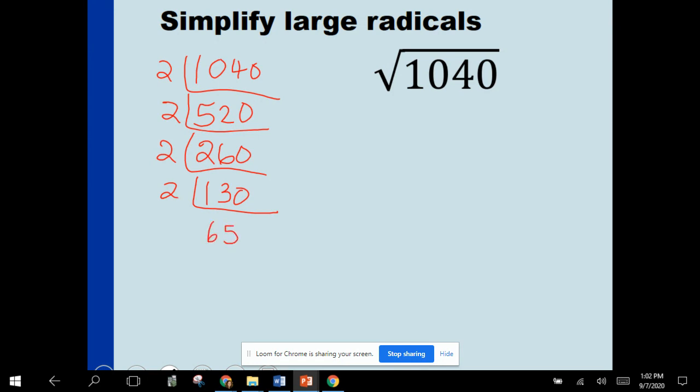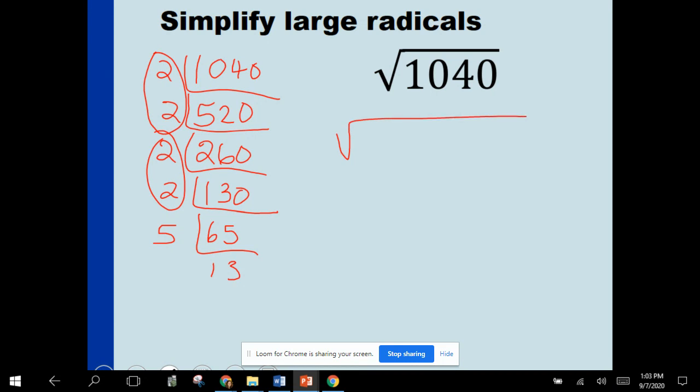Now, because it's not an even number, I know it's not divisible by 2 anymore. I can check to see, but I know that it's not divisible by 3 because of the divisibility rules. But since it ends in a 5, I know it's divisible by 5. So I divide 65 by 5, and I get a 13, which is a prime number, so I can stop there. Now, the next step was to circle all of the pairs of prime numbers. So if I circle the pairs of prime numbers, I'm going to circle those two.